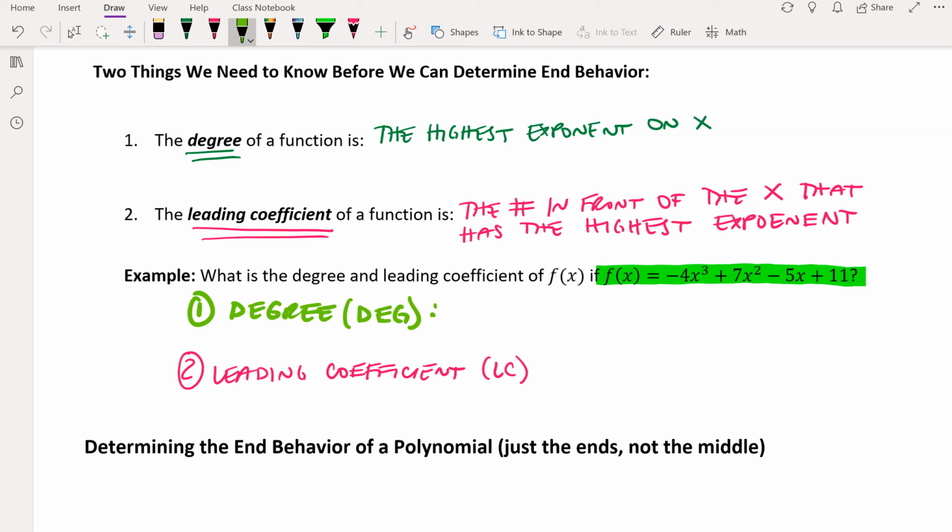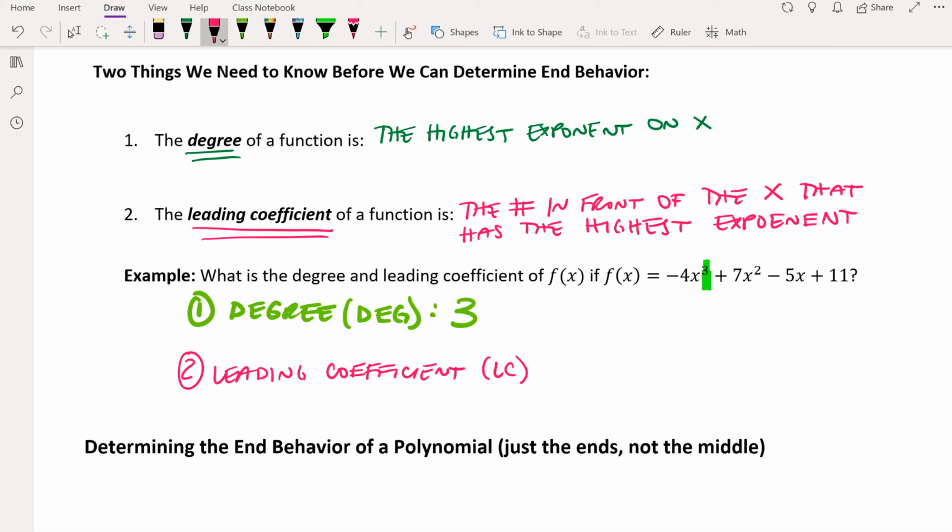Okay, so degree. Let's look over to our function f of x. The degree is the highest exponent. So we're going to look at all of the exponents in there. We have 3, 2, that's a 1, even though it's not there. What's the highest exponent? 3. Right here. This is our degree. So degree is 3. There we go.